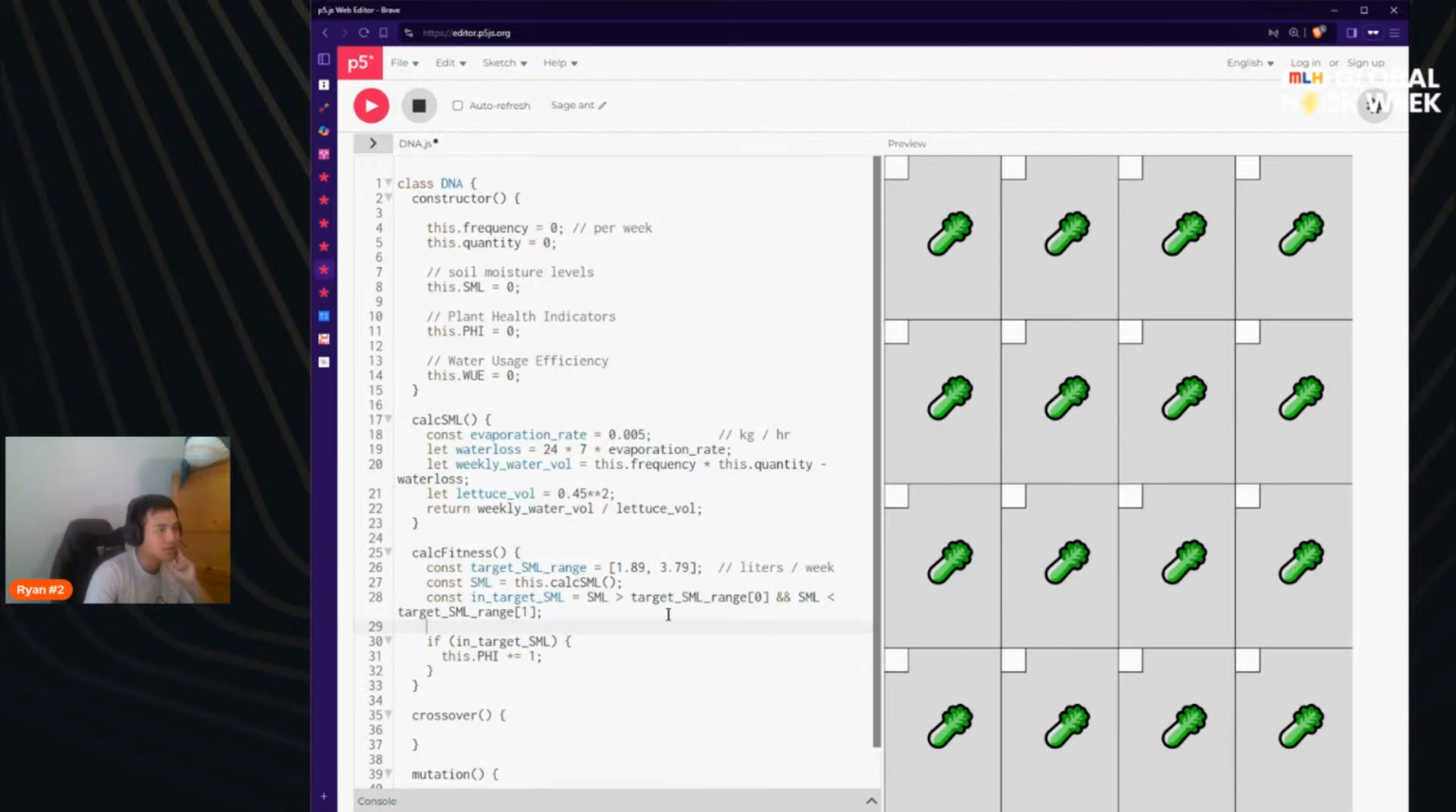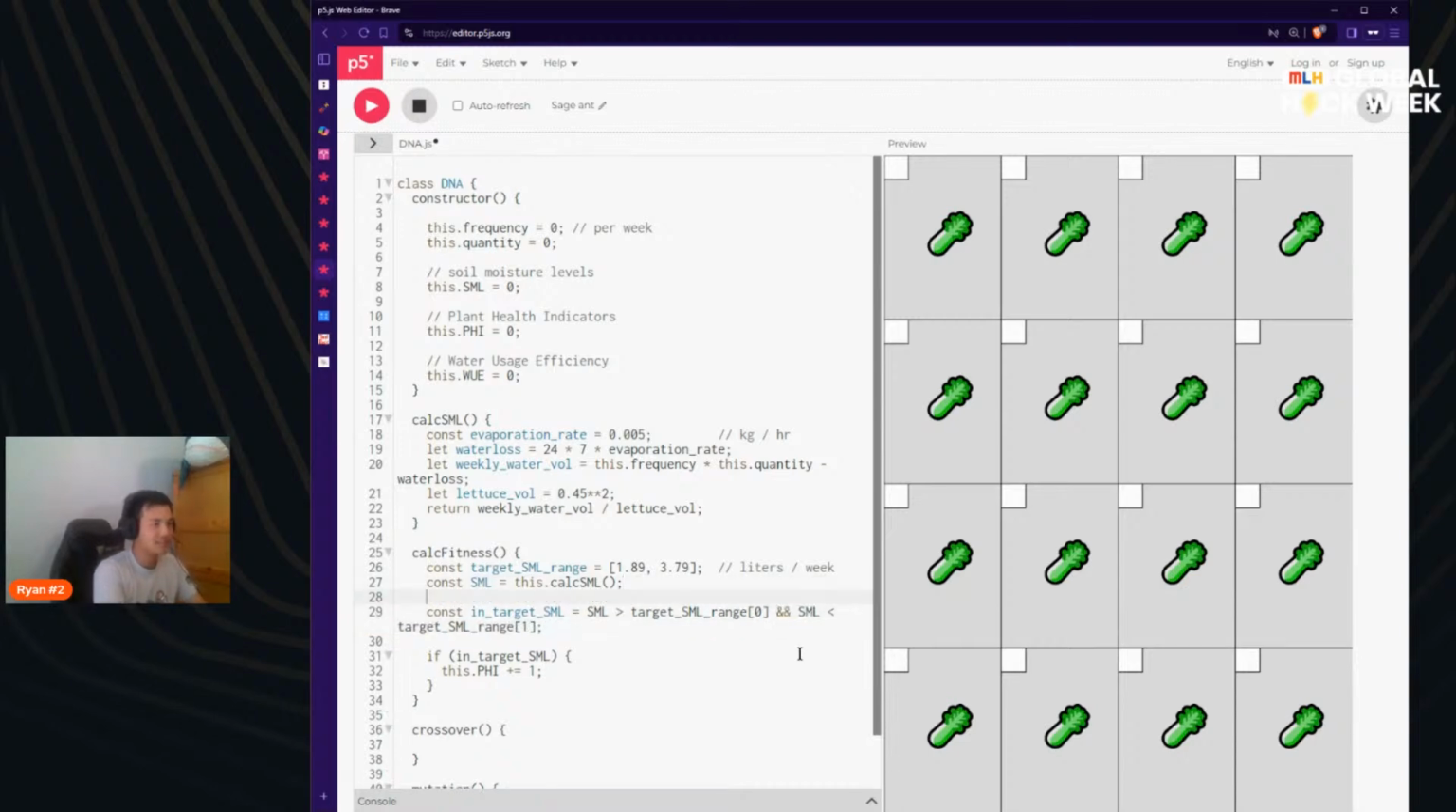Okay, cool. Man, this is bugging me. Does that work? I don't like it when it's too long. We're gonna abbreviate it to LT for less than target SML. Greater than.